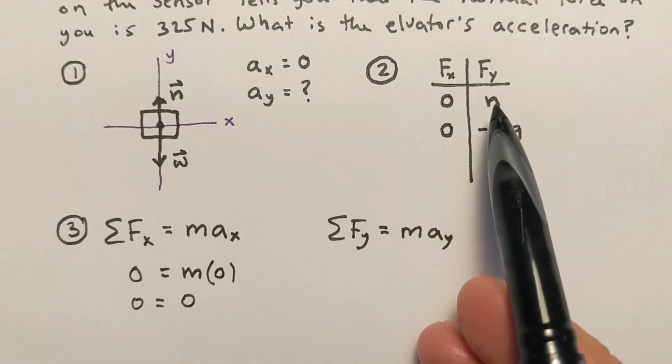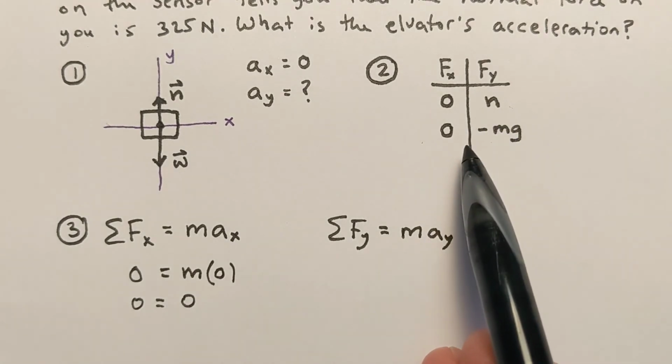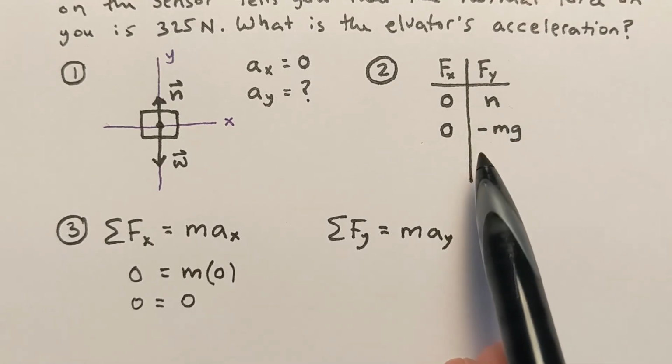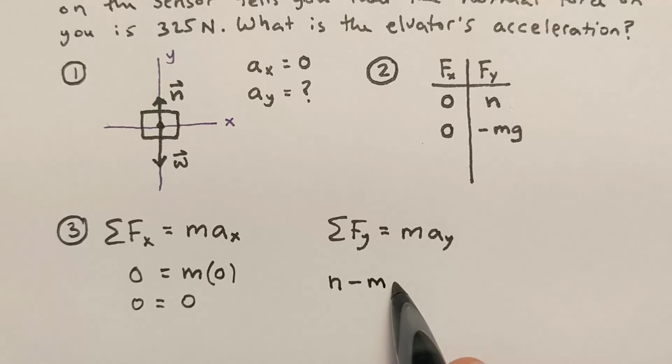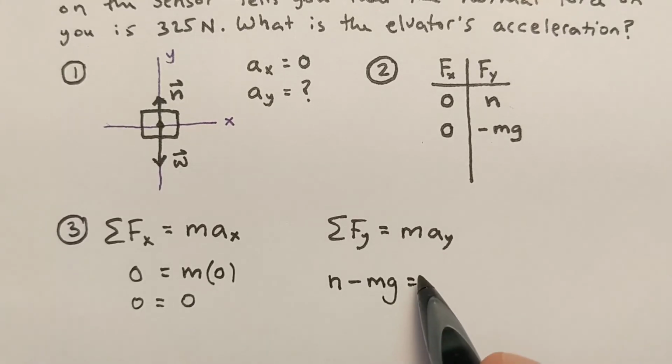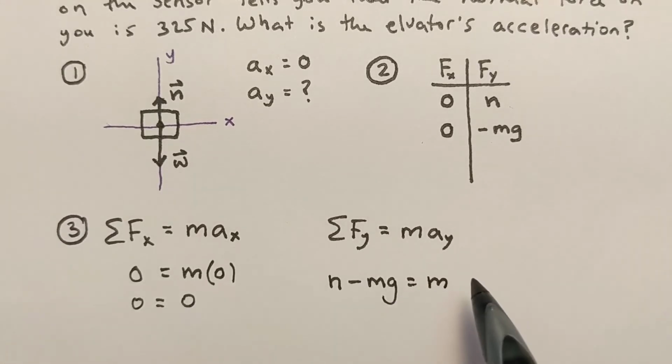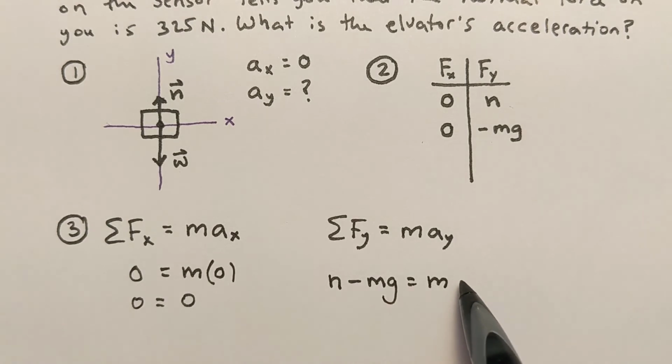For the y direction, we've got normal plus negative mg. That's the sum of the forces along the y direction. Normal plus negative mg is going to be equal to the mass of the person in the elevator times the acceleration of the person in the elevator along the y direction.